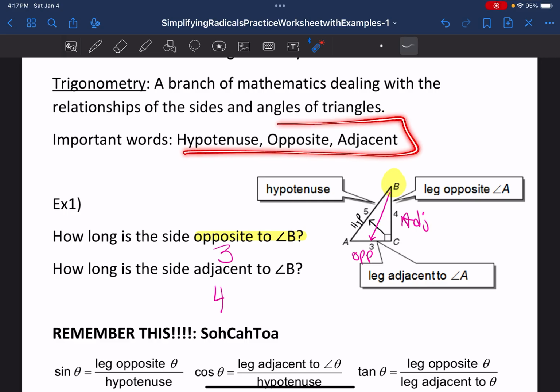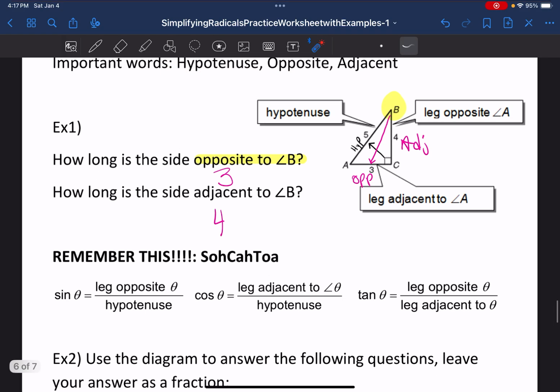Once you've labeled your triangle, you then think SOHCAHTOA. SOHCAHTOA stands for: sine is the opposite over the hypotenuse. Sine is the opposite leg over the hypotenuse. CAH is cosine equals the adjacent over the hypotenuse. And TOA is tan equals the opposite over adjacent.